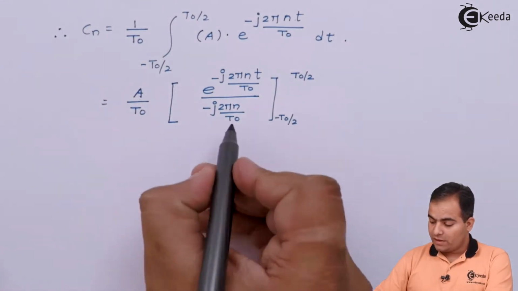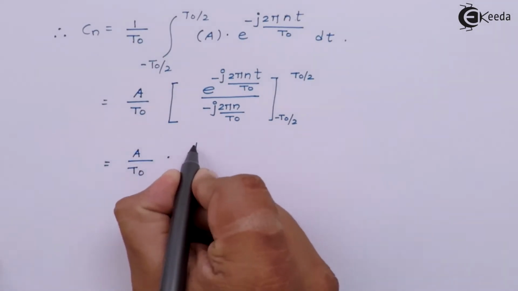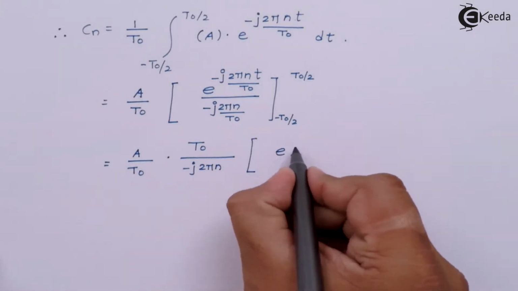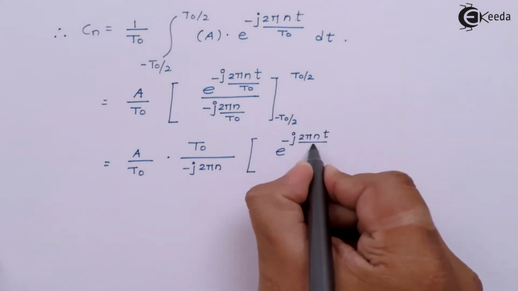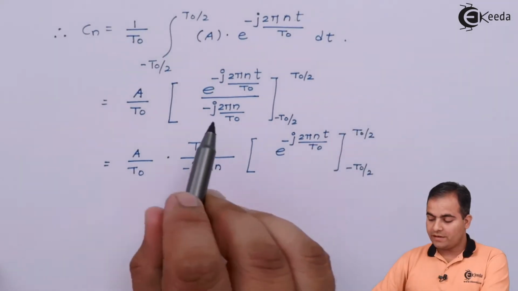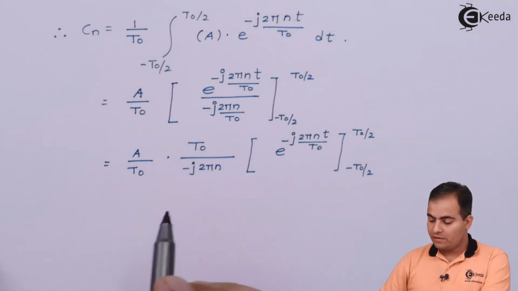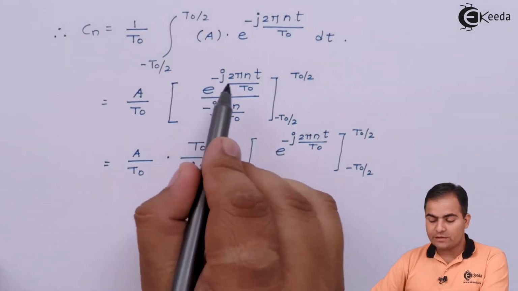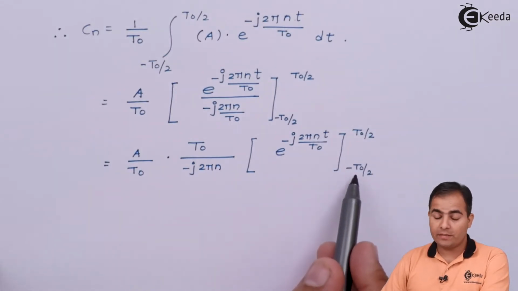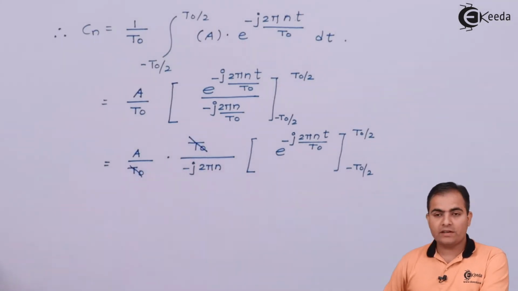Now I'll take this whole denominator outside. Here I have taken this whole denominator outside, so we can write t naught upon minus j 2 pi n. Inside this bracket, what I have written is only the exponential term, and I'm going to replace all this t value by the upper limit and then substitute the lower limit, but I will place a minus sign in between them. Now here t naught will get cancelled.